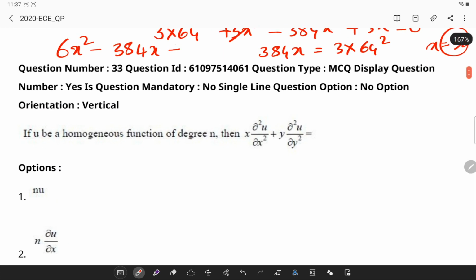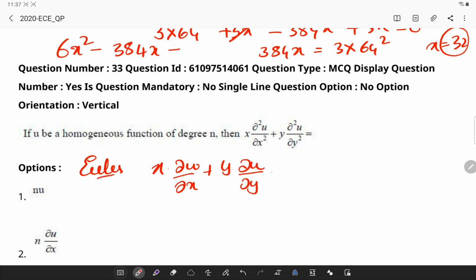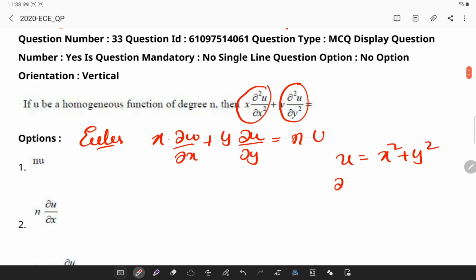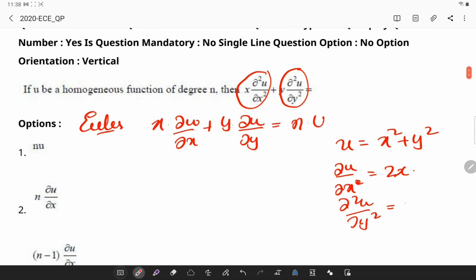This is also a tricky question because we know Euler's theorem is x into dou u by dou x plus y into dou u by dou y is n into u. But here they are asking for the second degree. So let's take a function as x square plus y square. We'll just try to calculate the derivative with respect to x. So dou square u by dou x square is equal to 2.